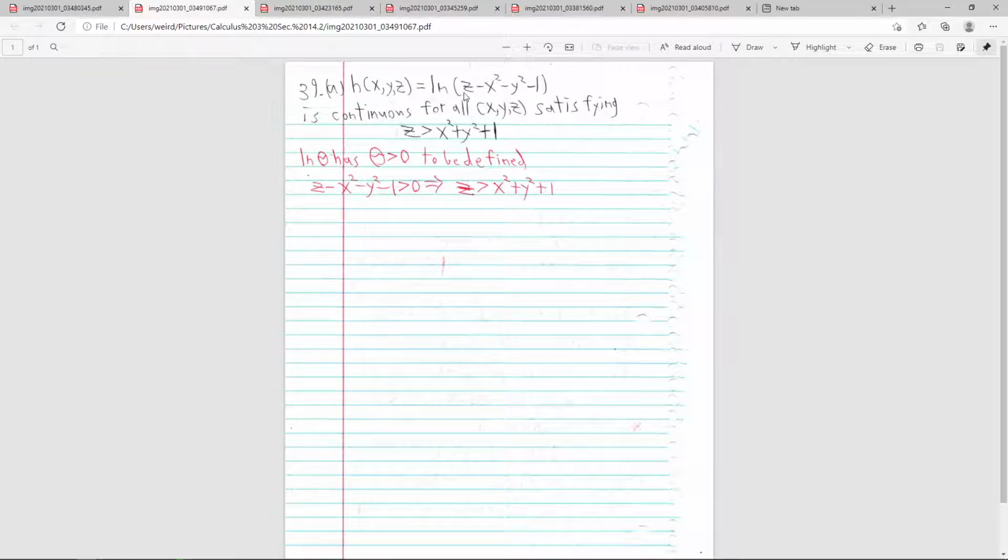H of x, y, z equals natural log of z minus x squared minus y squared minus 1, and I'm just ending with this one. It's continuous for all x, y, z satisfying z greater than x squared plus y squared plus 1. The reason is that the natural log argument has to be greater than 0. So you add all these terms on the right side where it's greater than 0, and you get z greater than x squared plus y squared plus 1. That's the way of writing out this thing. So that's basically all you have to do.